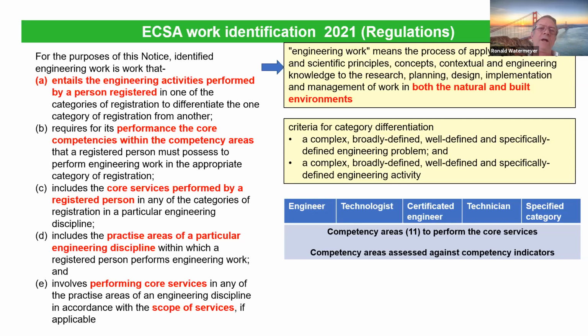Then when you come to identified engineering work, you're first of all looking at whether it falls within the definition of engineering work if you're going to go for work identification. Does it entail the engineering activities performed by a registered person in one of the categories? Then you've got to look through to perform the core competencies within a competency area. And so everything is broken down: the criteria for category differentiation is a complex, broadly defined, well-defined, and specifically defined engineering problem, and a complex, broadly defined, well-defined, and specifically defined engineering activity. Very, very difficult to apply, and I don't know how you're ever going to enforce it because there are so many interpretations over what complex and broadly defined is.